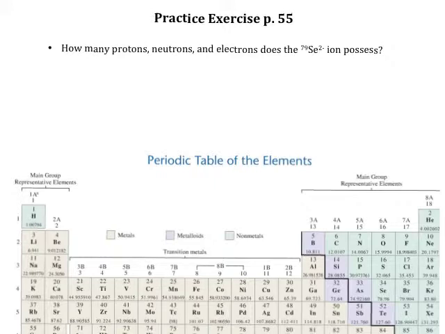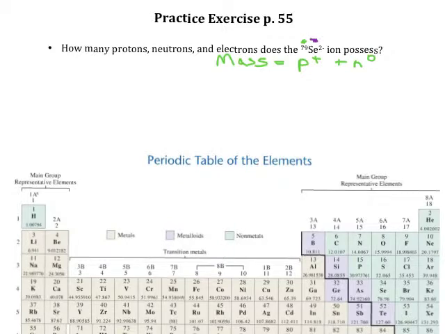So the first piece we should see is this number up here, the 79. That is a mass number, and we should remember that the mass number gives us the mass of the atom, and the two particles that cause mass are the protons and the neutrons. So the mass number is equal to the sum of the protons plus the neutrons, so both things that are in the nucleus.